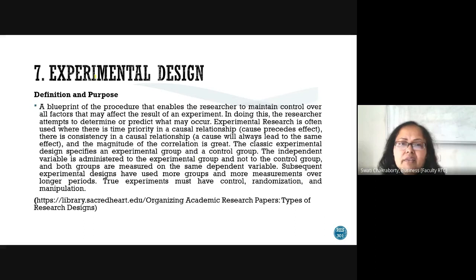Seventh is experimental design, which is a blueprint of the procedure which enables us as researchers to maintain control of all the factors that may affect the result of an experiment. In doing so, the researcher attempts to determine or predict what may occur. It's used where there is time priority in a causal relationship. Causal relationship means cause precedes effect. There is consistency in the causal relationship, that is, a cause will always lead to the same effect, and the magnitude of the correlation is great, right?